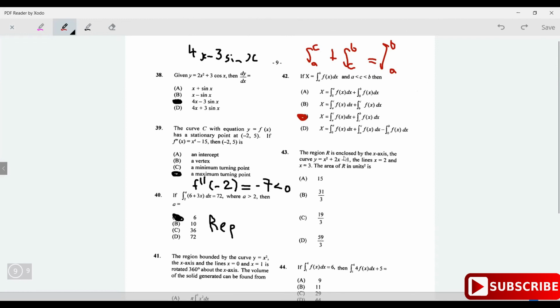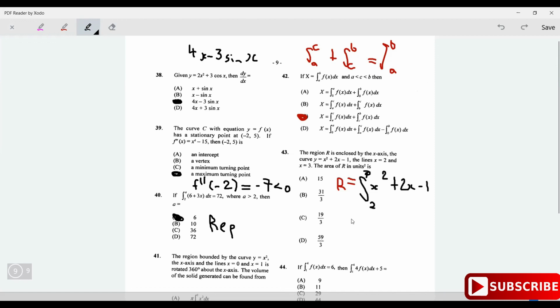Okay, so the region is enclosed by the x-axis and the curve x squared plus 2x minus 1. Find the area R. R is just the integral of y. And so what we're going to do is just find the integral of x squared plus 2x minus 1. We're integrating, of course, from 2 to 3.